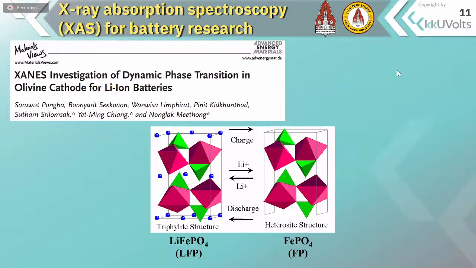However, many previous works report that it is possible to have a dynamic phase during cycling at a high current rate. To confirm the existence of a dynamic phase, in this work we use in situ X-ray absorption to study the electrochemical mechanism of lithium iron phosphate cathode material during cycling at a high current rate.